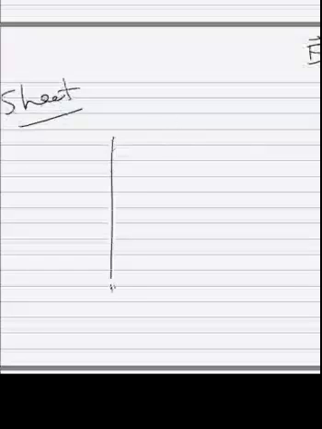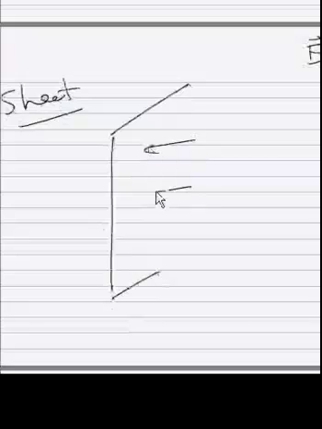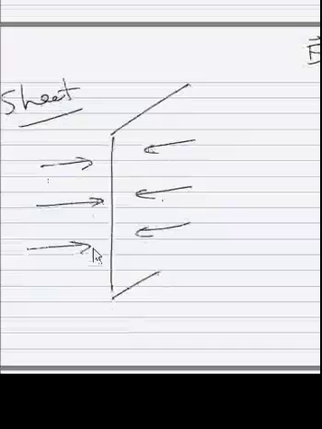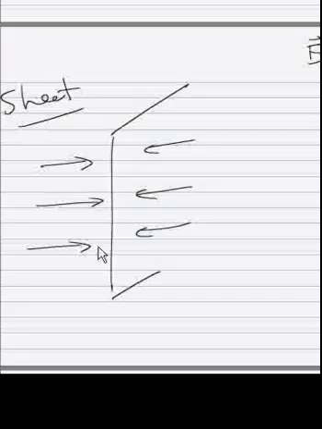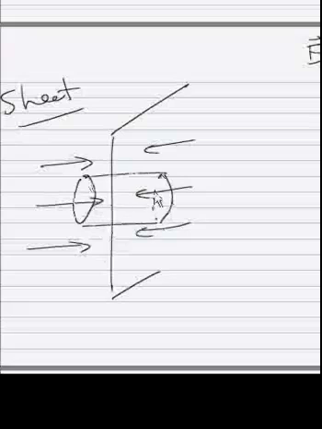For my sheet I've got electric field perpendicular to the sheet, so I need to choose a Gaussian surface where all my surfaces are either parallel or perpendicular to my electric field. That's the easiest. I could use a cylinder on its side like this, or I could put a cube or a box in there. Any of those would be fine. I'll use the cylinder.